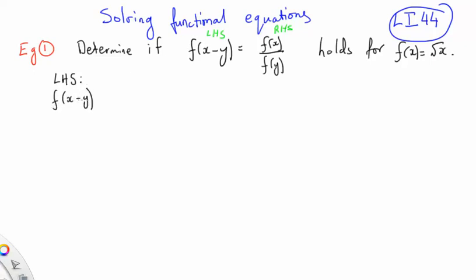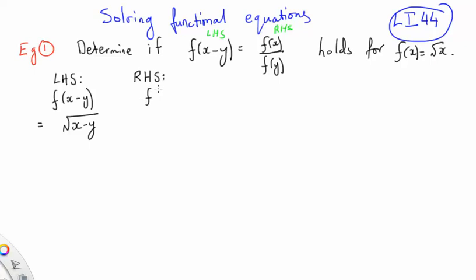Okay, f of x minus y. Well, this is our function here, so we're going to sub in x minus y into here for x. So that equals the square root of x minus y. Okay, that's our left-hand side. Let's check our right-hand side.